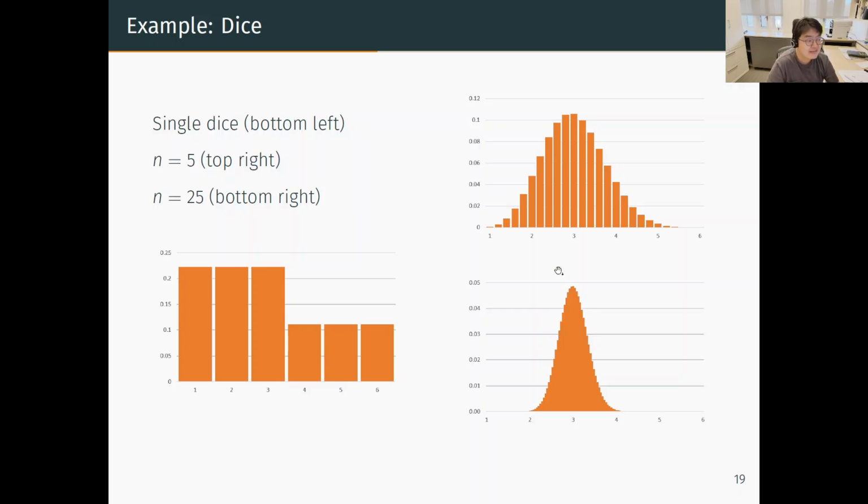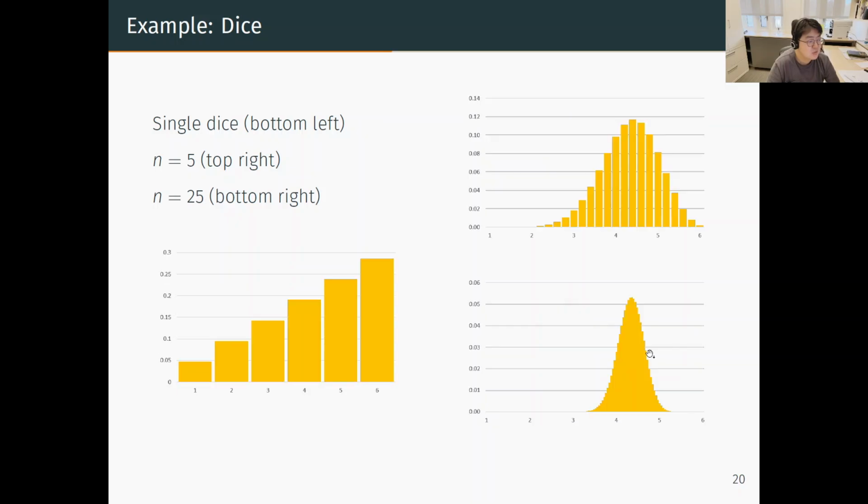Another simulation. Now I distort a dice so that 1, 2, 3 are twice as likely as 4, 5, 6. What would happen? You see, when you roll 5 dice, it's distributed like this. Again, the center is not exactly 3.5, a little smaller than that. And when you repeat 25 times, it's again very much like a normal distribution.